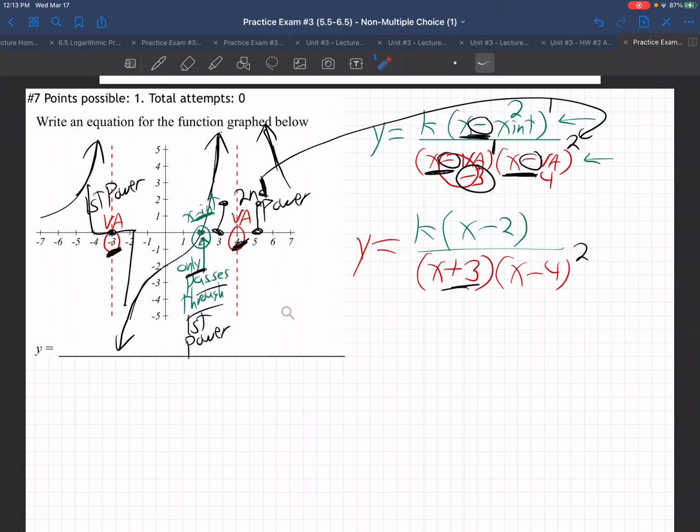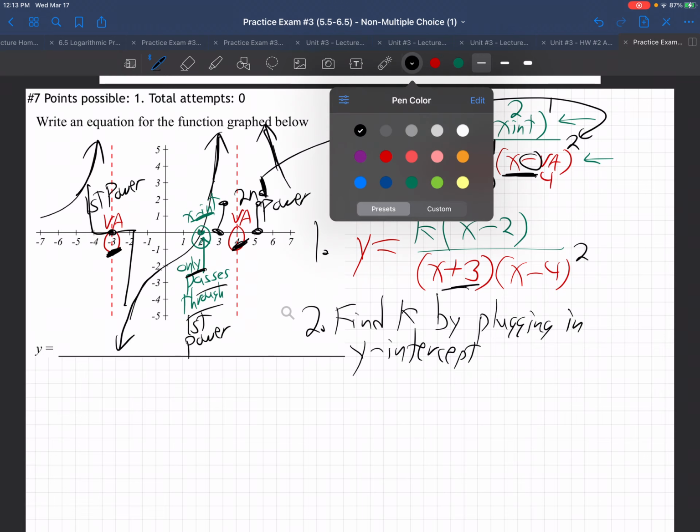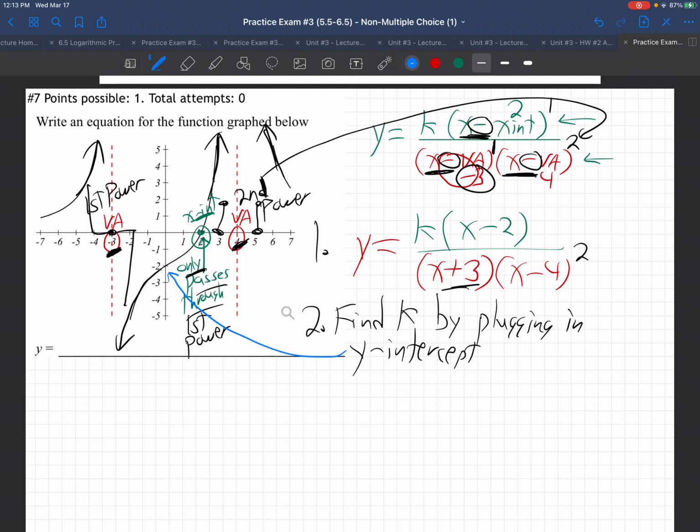Okay, so now we got to find the k. How do you find it? So that's step number 1. Step 2, find k by plugging in the y-intercept. What's the y-intercept? It is, let me change my color up here, right there, where the graph hits the y-axis. Whereas this is the x-axis, this one's an x-intercept. Anyway, that's the point 0, -2 right there, isn't it? 0, -2. So plug in the x, plug in the y. So plug in the y right there, -2, and plug in the x to all those spots.